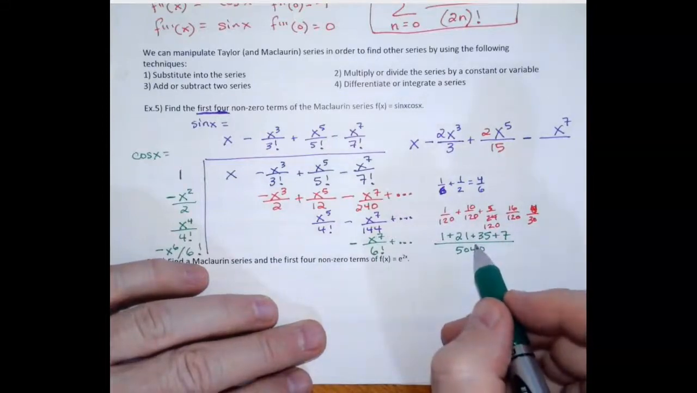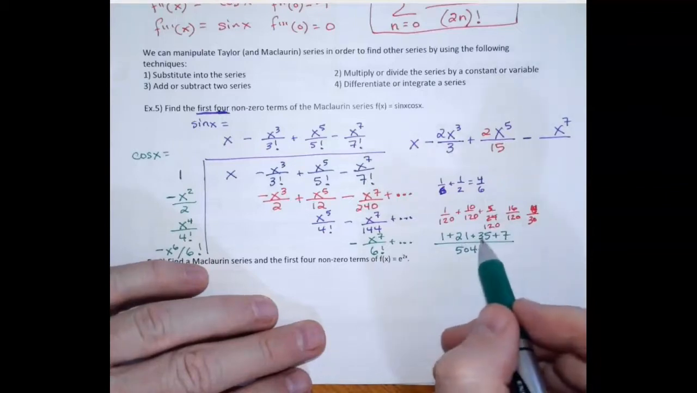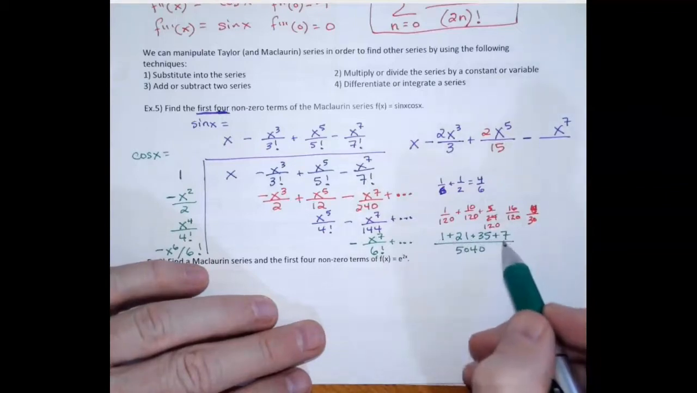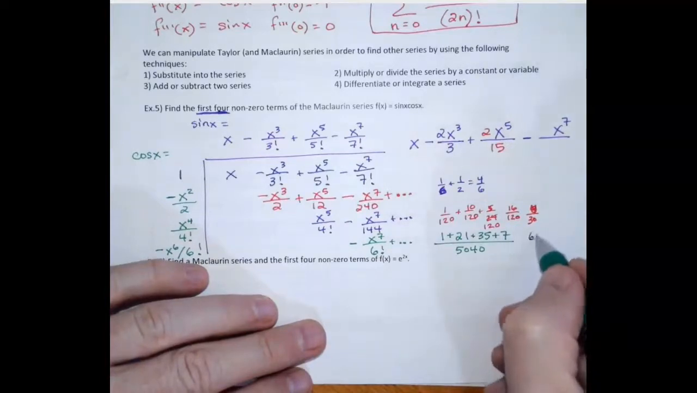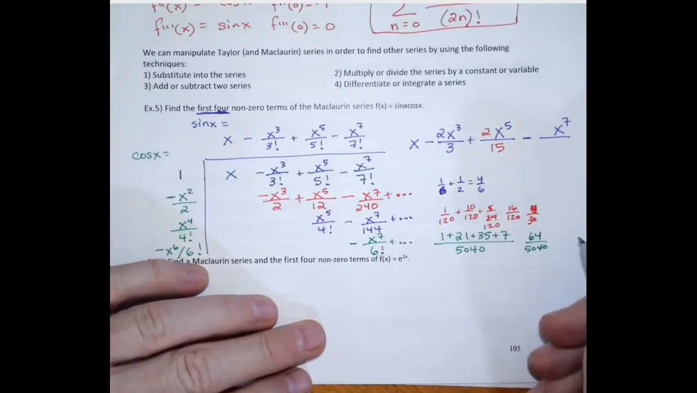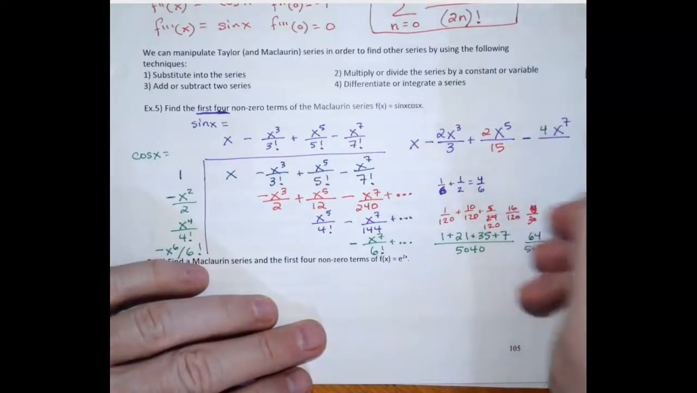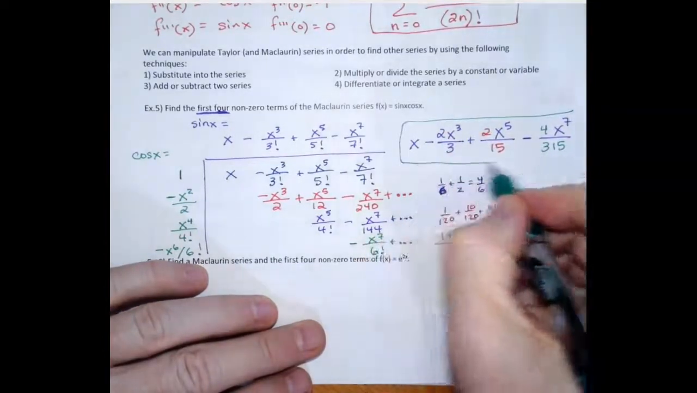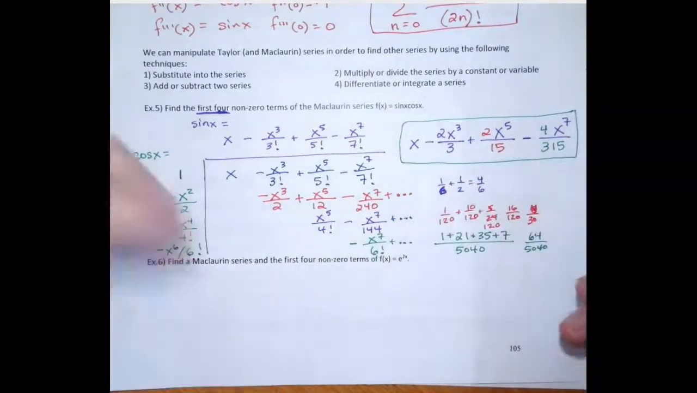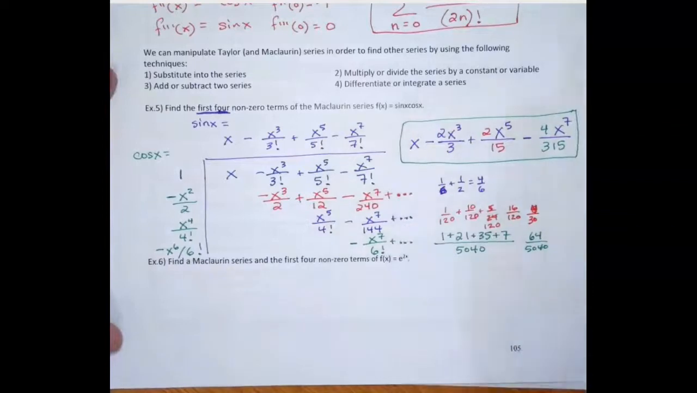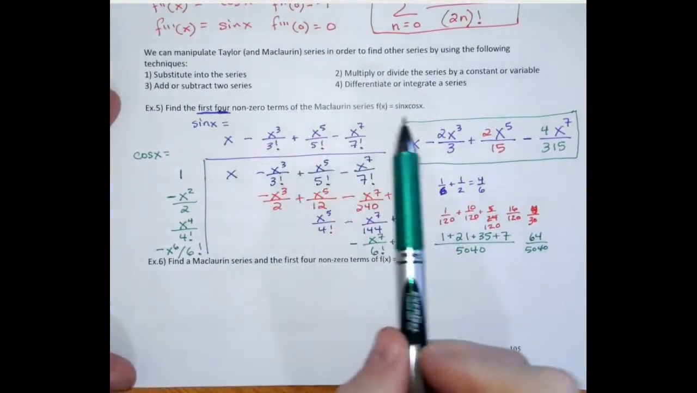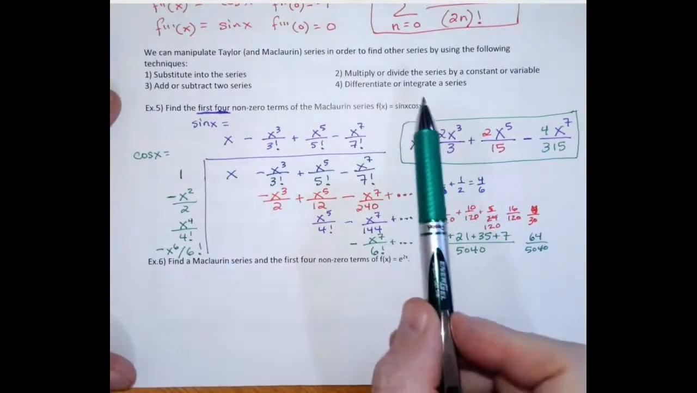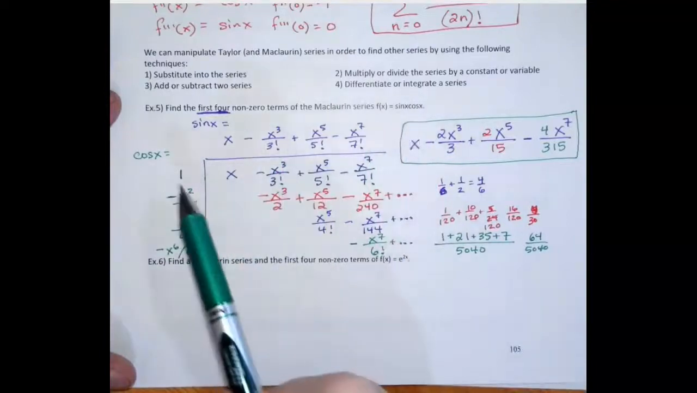Okay, so if we add that up, we get, what, 50, 56, 57, 64, which reduces to 4 over 315. So that was just the arithmetic part. Hopefully that didn't throw you off, just adding those two together. So to get that, we took the series of sine and the series of cosine and we multiplied them together.